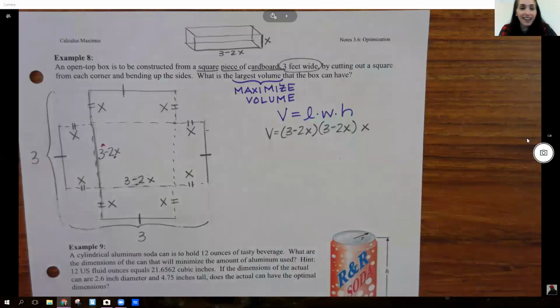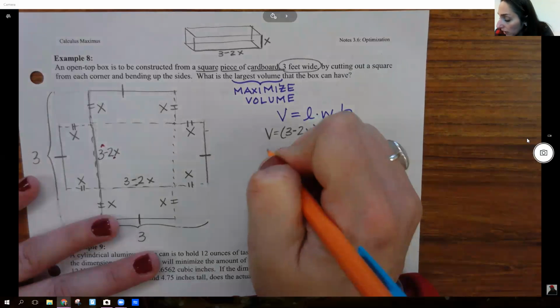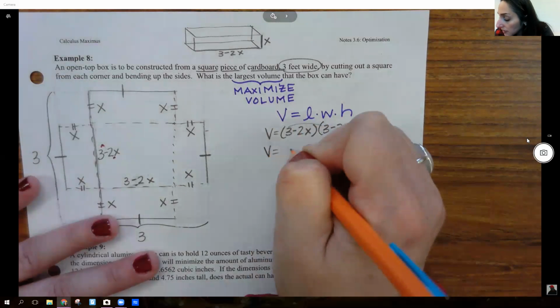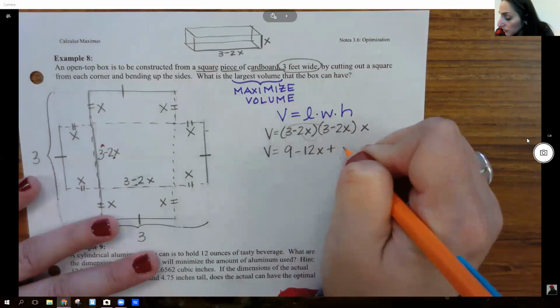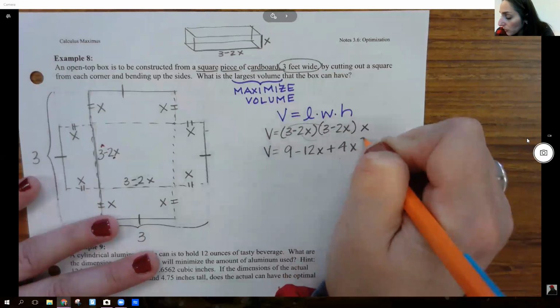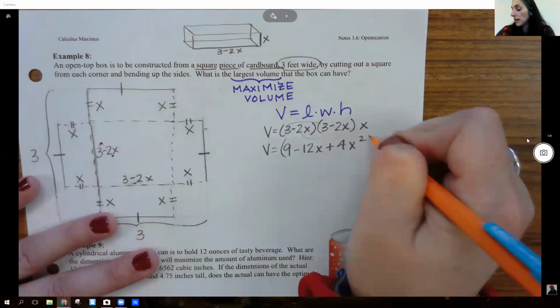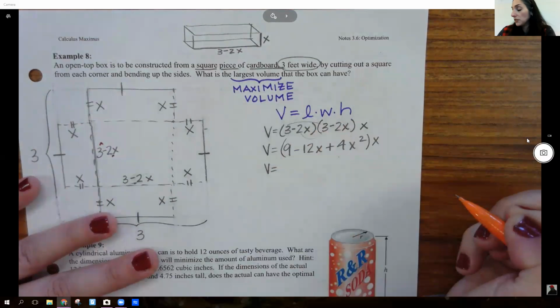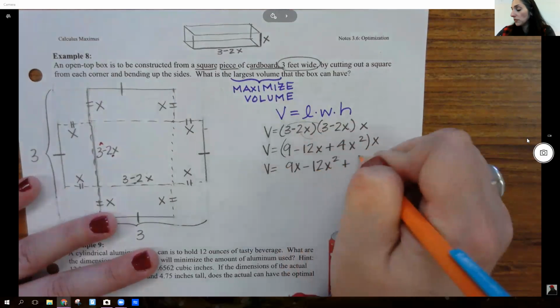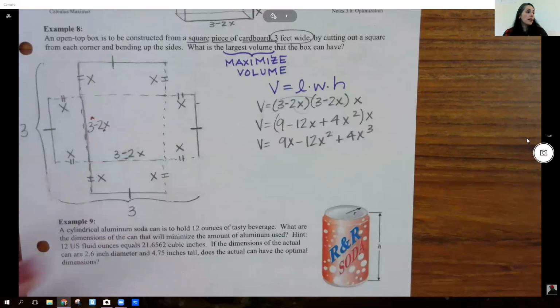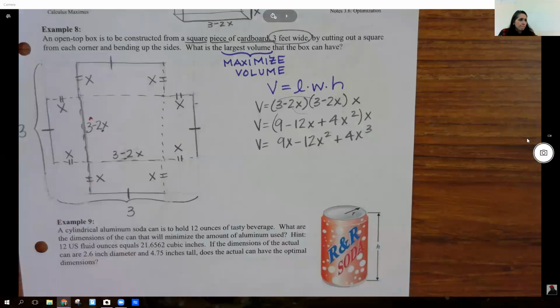So I think we should just multiply it out. This is 9 minus 12x plus 4x squared, times x. So 9x minus 12x squared plus 4x cubed. Check me on that. Yeah, I think that's good. All right, and then take the derivative of it.